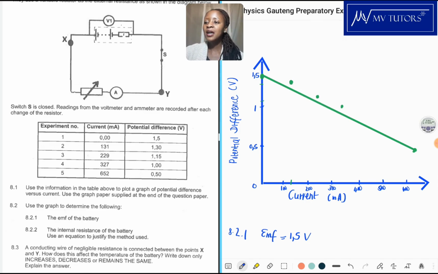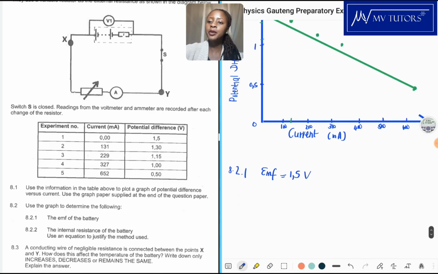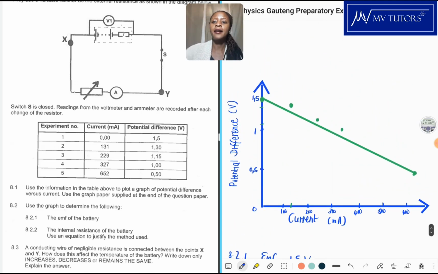Now it says calculate or determine the internal resistance. If it has been communicated to you in class, you would know that the gradient of your graph, which is a negative gradient, you can see it goes down from left to right, so your change in potential difference over your change in current will give you your internal resistance.